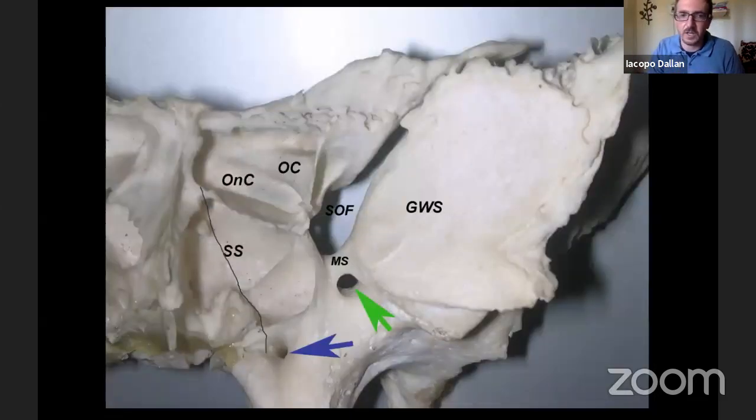of the sphenoid sinus. And in this very nice view, I like this picture, the anatomical relationship between the orbit, the pterygoid system and the sphenoid sinus are clearly shown. So the role of the maxillary sinus in respect of the superior orbital fissure and the foramen rotundum and the vidian nerve is clearly outlined here.